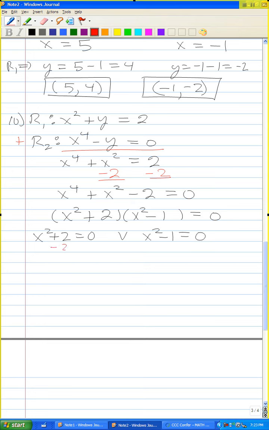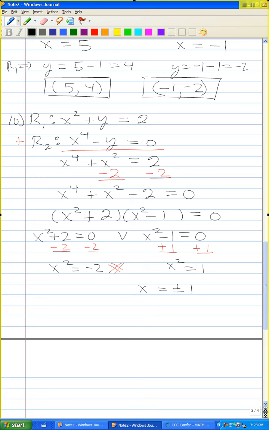Subtract 2 from both sides of your equation. Add 1. So x squared equals negative 2, x squared equals 1. Well, I can't really have that x squared is equal to negative 2 because then I'd have complex solutions. And, well, I don't want complex solutions. And so in this case, I will discard the complex solutions. So x squared is equal to 1. Therefore, x is equal to plus or minus 1.